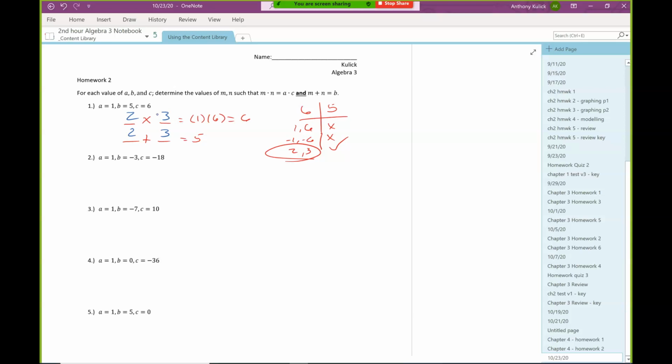Alexis. You're number 11 on the homework too. Sure.